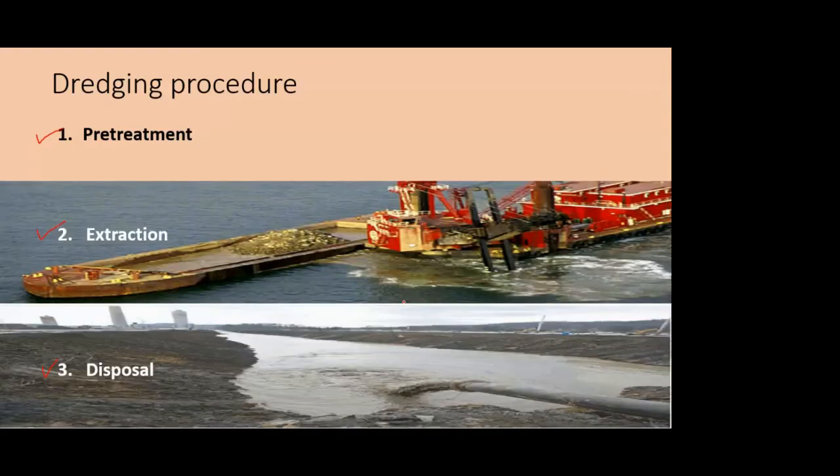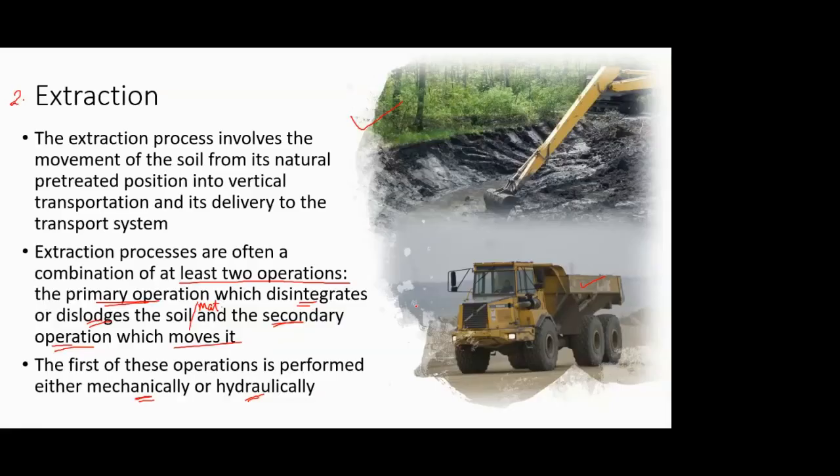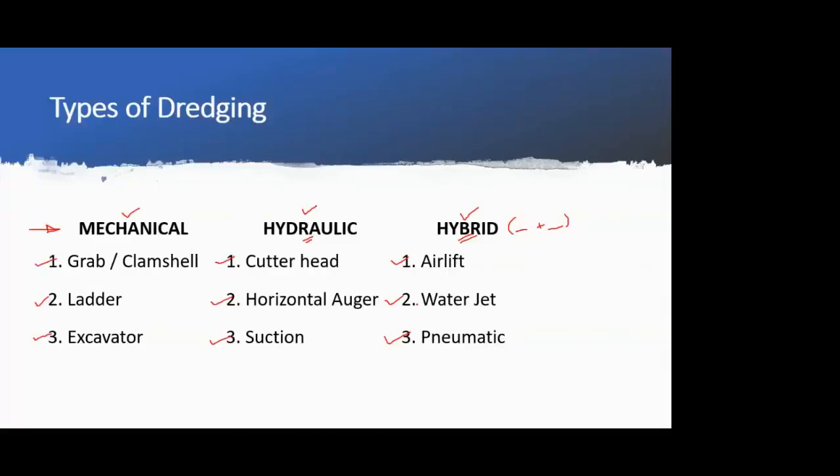And then you have 3 steps in which you can perform this dredging. One is the pre-treatment, another is the extraction, and third is the disposal. In pre-treatment, you are just treating your soil or whatever the surface is so that it becomes a bit loose, so that when the cutter is used, it is able to disintegrate or dislodge that material. Then you have the actual extraction, in which the material is disintegrated or dislodged, and then it is moved. Okay. And then you have a disposal, and then the introduction to the types.